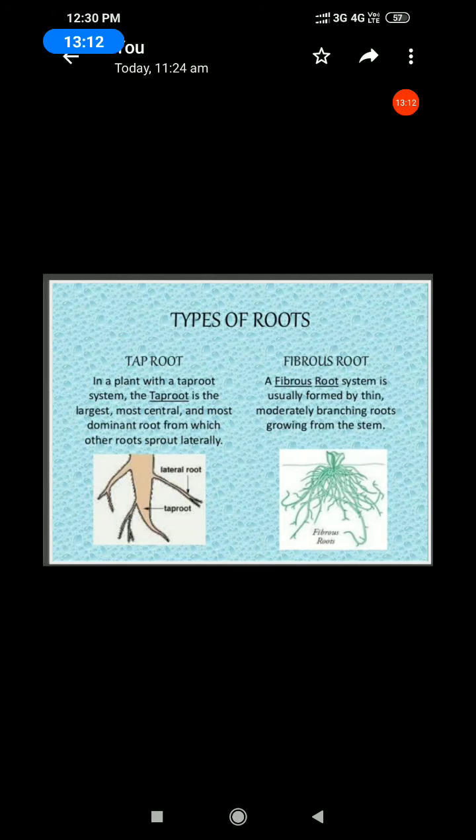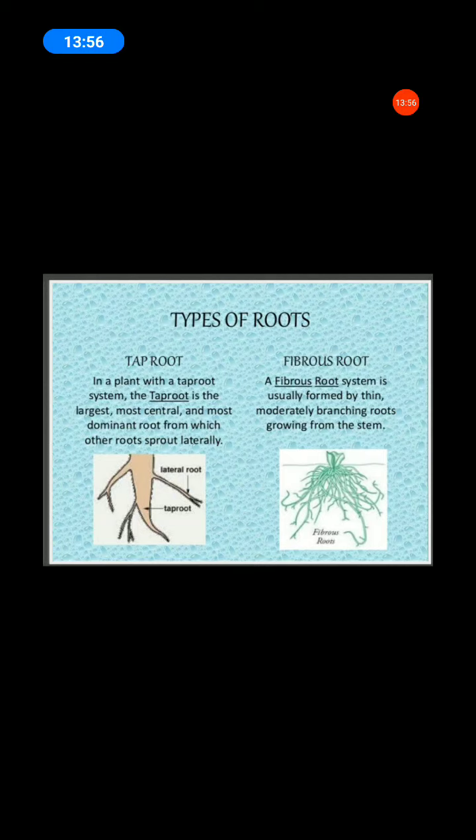Next, fibrous root. Fibrous root system is usually formed by thin, moderately branching roots growing from the stem. That's all. Types of root. What are the two types of root? Taproot and fibrous root. Taproot and fibrous root, another name, lateral roots.